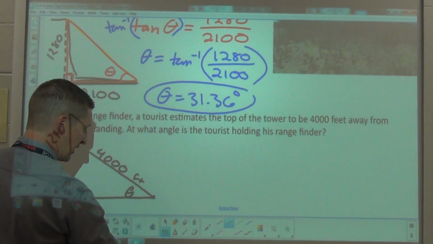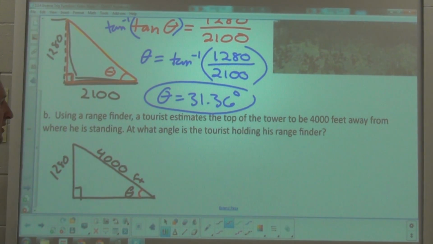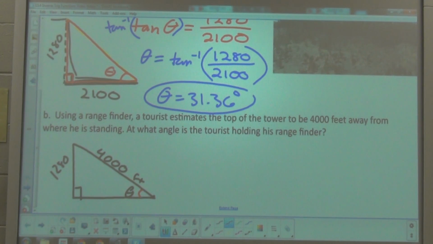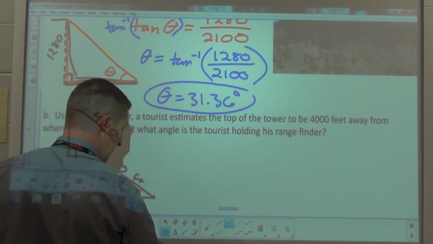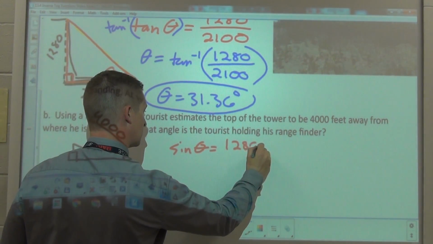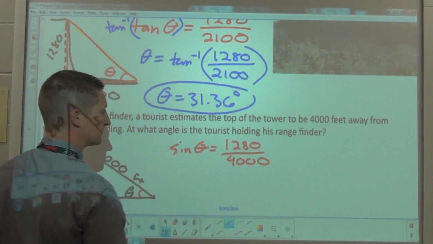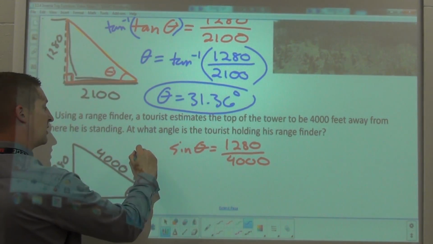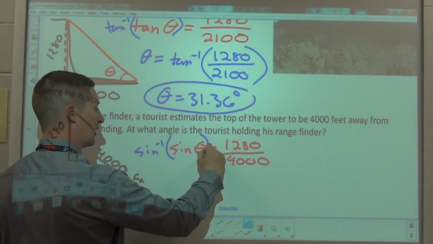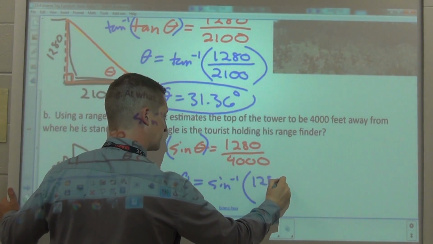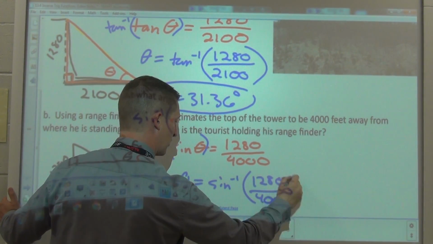Well, we're still going to find this little angle in the corner, the same angle of elevation, but now we've got some different numbers going on. So, compared to theta, the sides that I know: the opposite side, I know the hypotenuse. Opposite hypotenuse, that goes with sine. So I write out that the sine of theta is equal to the opposite side over hypotenuse. Solving for theta, I want to find the angle, so I'm going to use the inverse of sine on both sides, of course. So theta is equal to the arc sine of 1,280 divided by 4,000.